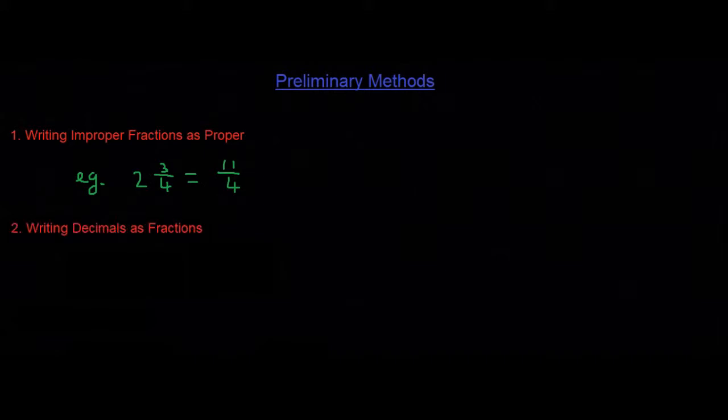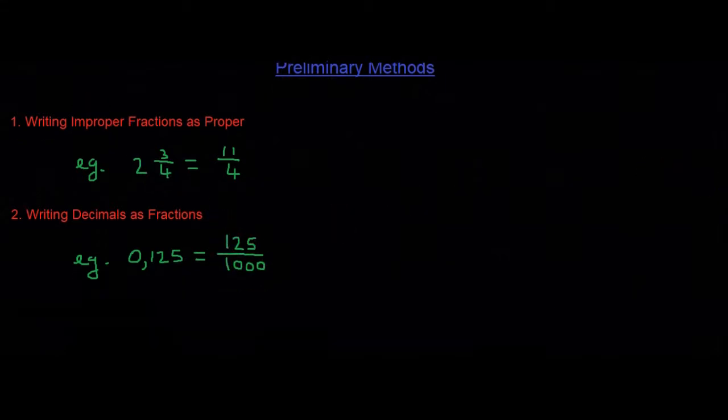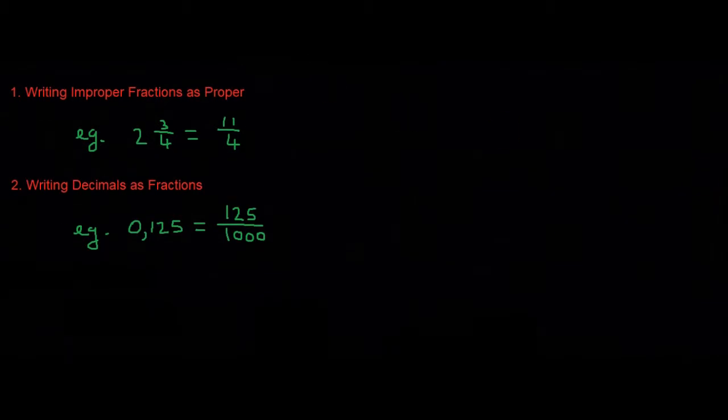Then the second method is writing decimals as fractions. For example, 0.125 we can write as 125 over 1,000. Then the third method is finding prime factors. Let's look at how to find the prime factors of 54.